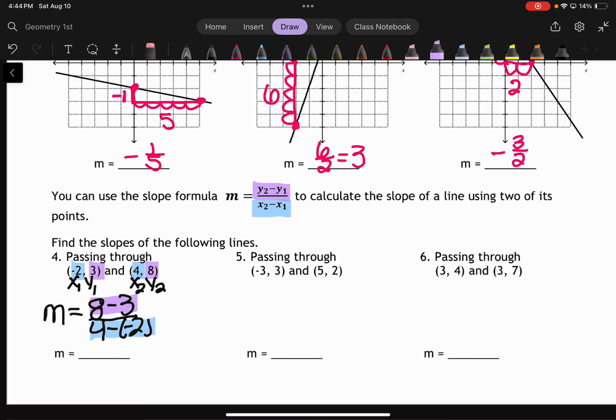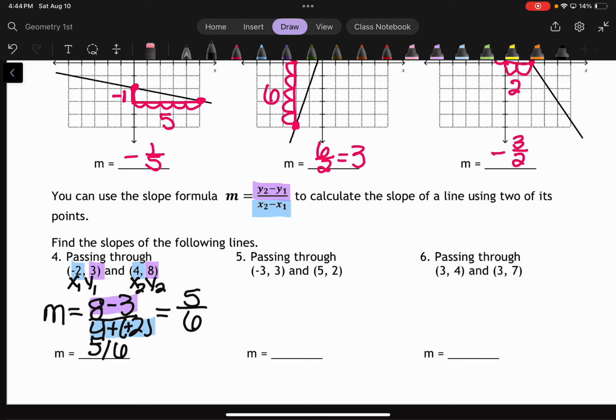So now we're going to simplify. So 8 minus 3 is 5. 4 minus -2, 2 negatives make a positive, and 4 plus 2 gives us 6. So our slope here is 5 over 6.